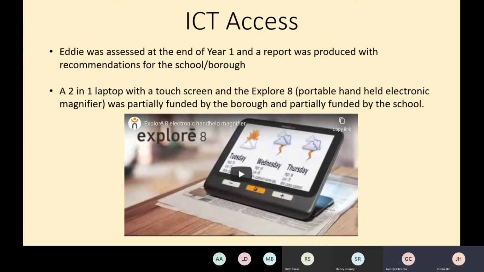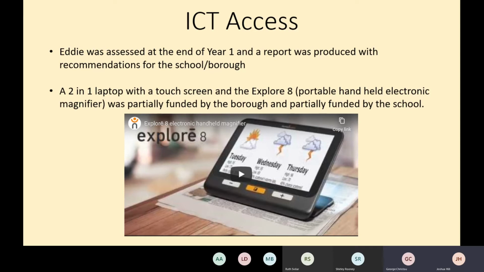The portable handheld electronic magnifier was used for reading. Eddie was able to place this, which has a built-in stand, onto his books, hard copies, any documents that the teacher was giving him, and he can then pinch zoom, which is a touchscreen, increase the size of the font he was looking at, create his own background color scheme.